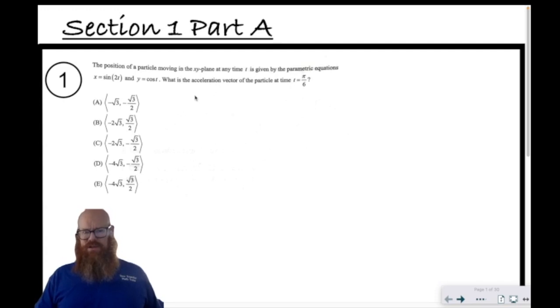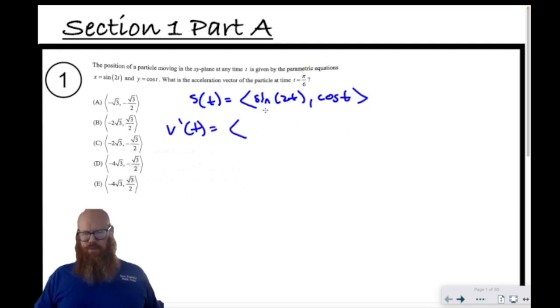So the position vector, I'll call S of t, would be sine 2t, cosine t. That's just what's given. And the derivative of position is velocity. So the velocity vector will be just the derivative of this. The derivative of sine is cosine, so we get 2 cosine 2t. Use the chain rule. Derivative of cosine is negative sine t.